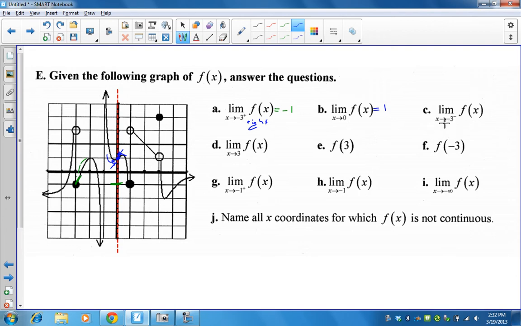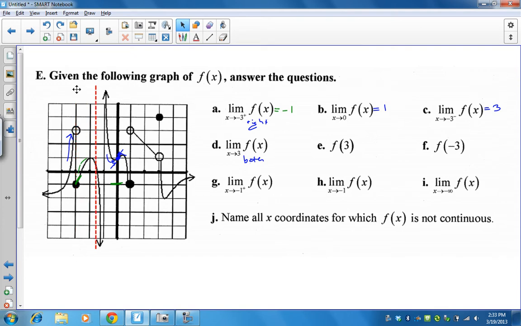Number C, x approaches -3 from the left. So now we're going back to -1, -2, -3, only this time we're looking at the left side. So the left side of -3 is going up towards this open circle, and that open circle is at a y-coordinate of 3. And then part D is what's happening as x is approaching 3. This means we have to look at both sides of 3. Let's see. Oh, that's 3, not -3.